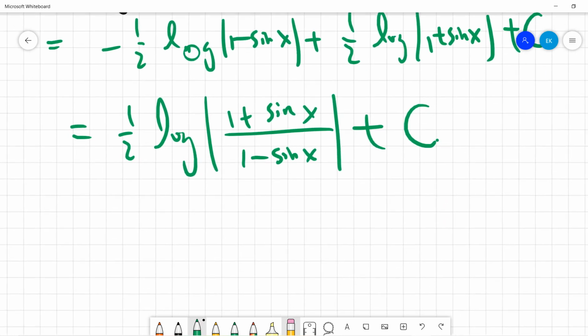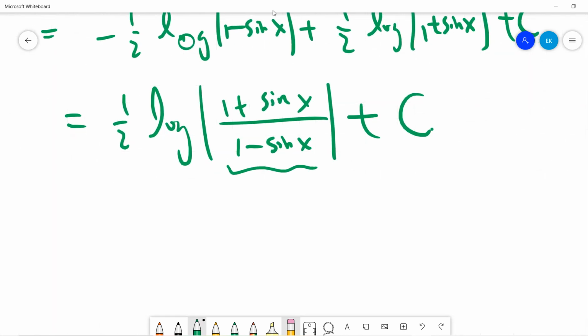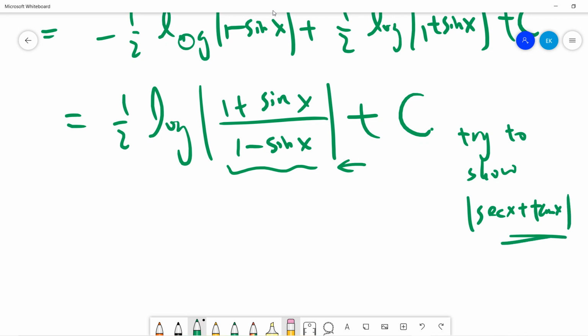And then what's next? Actually, this is the answer, but you need to try to prove it. So try to show this is the same as secant plus tangent. We already have an answer, but the key is that we need to prove that method 1 and method 2 are the same. So the next step is just to keep computing and try to get these things.